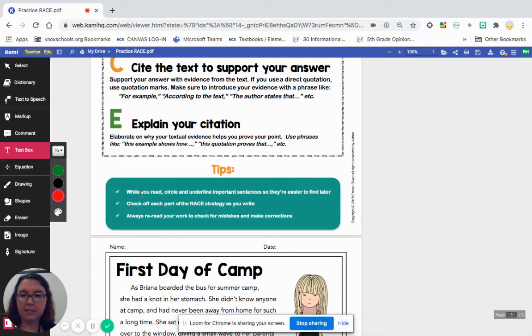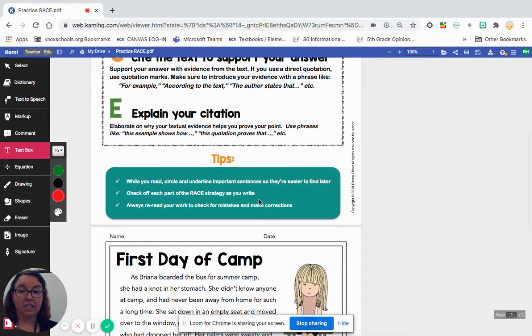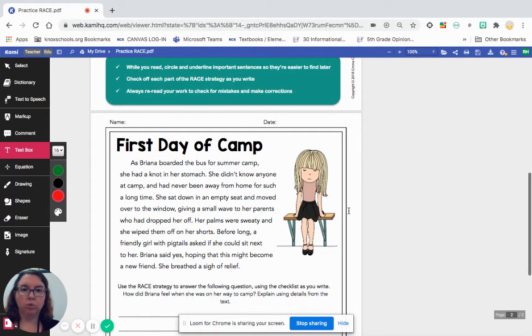We've got some tips down here that say, while you read, circle and underline important sentences so they're easier to find later. We can totally do that with Kami with the markup tool, and I think it's a good idea. Check off each part of the RACE strategy as you write: I've restated, I've answered, here's my evidence, and now I've got to explain. Always reread your work to check for mistakes. Reading it out loud is even more helpful, so make sure you are doing that, not just on these, but on Seesaw writings too.